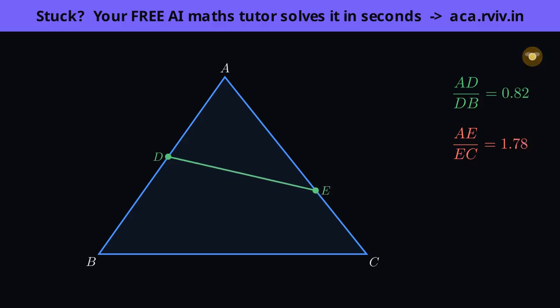This reversibility is a gift. It means we can run the theorem backwards. If you ever find a line that splits two sides in equal ratio, you can conclude it must be parallel. That's the converse, and we'll lean on it again and again to prove lines are parallel.